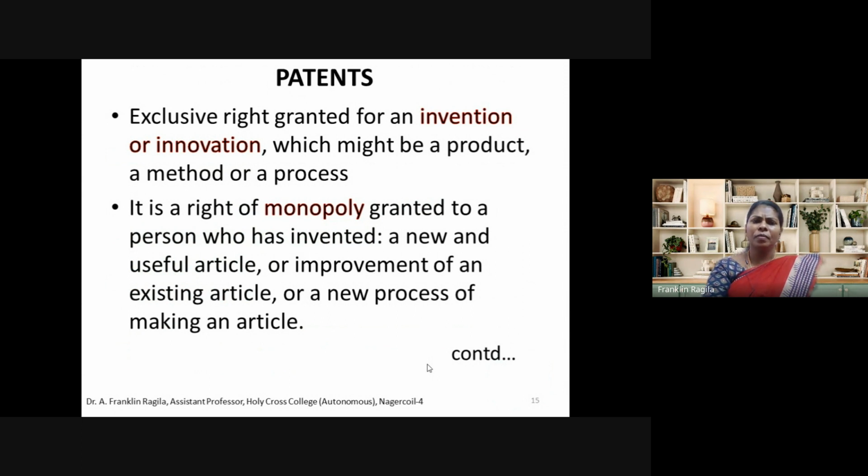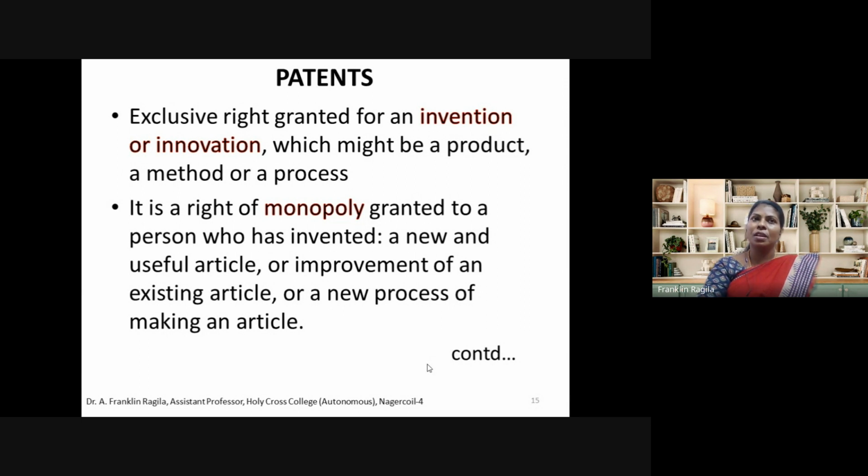So, patents are the exclusive right which is granted for an invention or innovation, which may be a product or a method or a process or improvement of an existing article. It's a right of monopoly, monopoly in the sense of a single person. It can be granted to a person who has invented, maybe a machine, maybe a process, maybe a method of production, or an existing product can be improved for its usage.